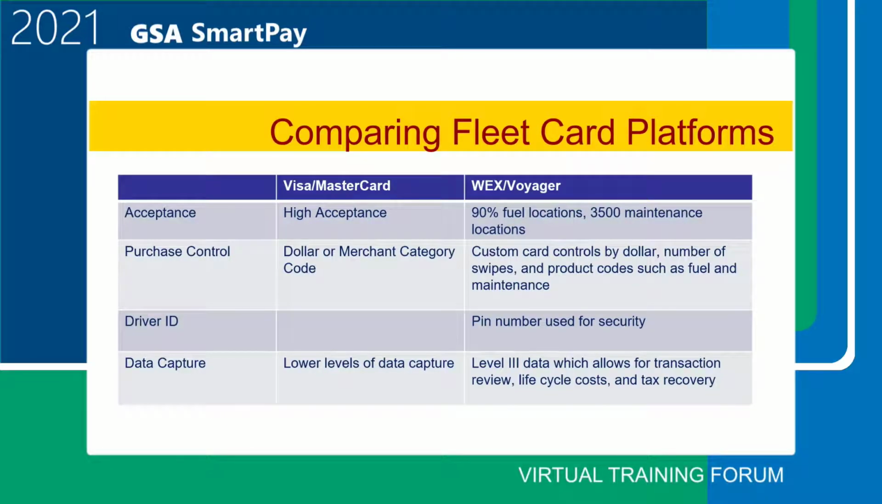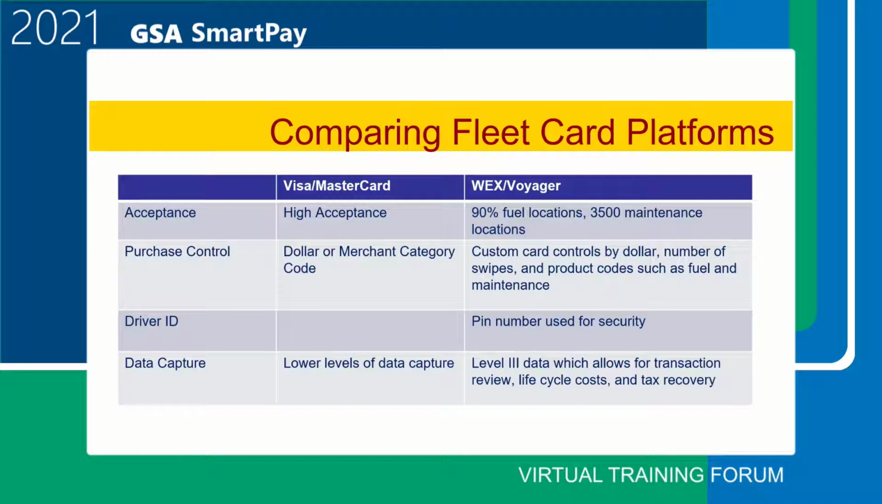All right, so a little bit more about the acceptance and the comparison to a Visa MasterCard solution. Both banks do offer a Visa MasterCard fleet card, so to say, and they have super high acceptance, right? Any Visa MasterCard has really high acceptance. Pretty much anybody that takes credit cards is going to take a Visa MasterCard. And we mentioned the WEX Voyager, there's 90% fuel locations and a bunch of maintenance locations, depending on the maintenance shop and what they are.